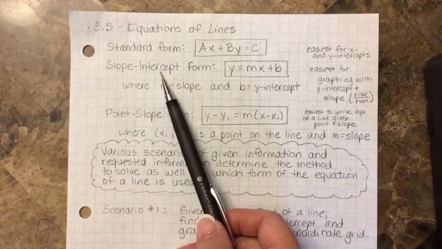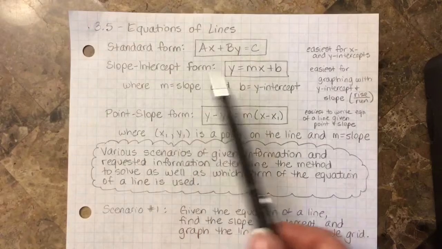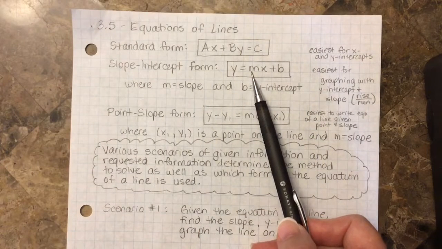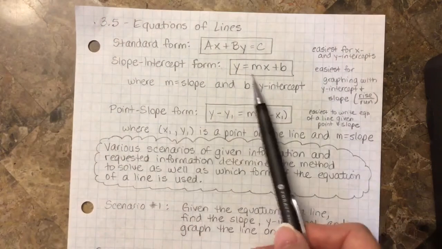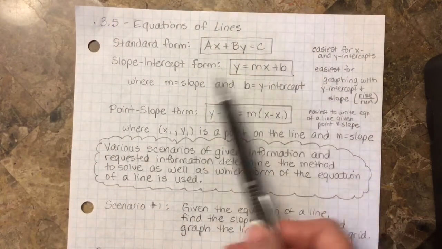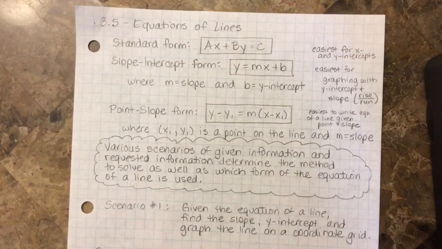The slope-intercept form is just like it sounds. It has a slope, which we use the letter m for, and it has the y-intercept as b. So in this format, y is equal to mx plus b. m is the slope, b is the y-intercept, meaning where it crosses the y-axis.